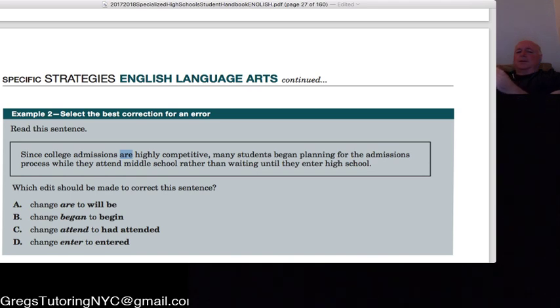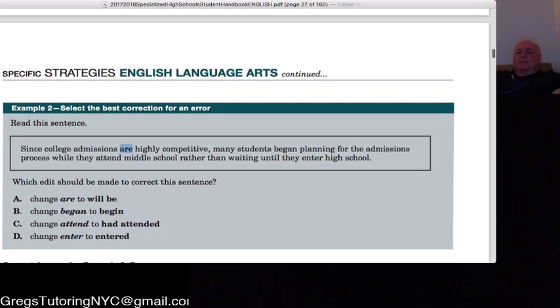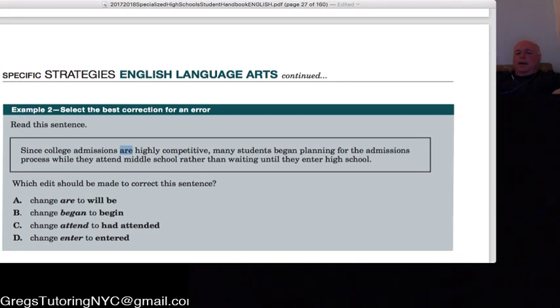Well, college admissions, they're saying that they are competitive. They are now, not that they're going to be. Because if they're going to be, the rest of the sentence doesn't make sense. So A seems to be ruled out. And again, we're looking for the best answer here. A seems to be ruled out. Let me just see here.